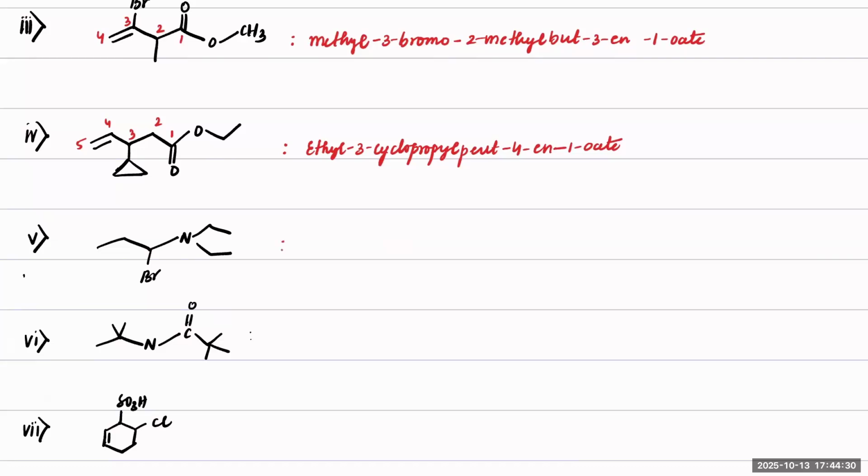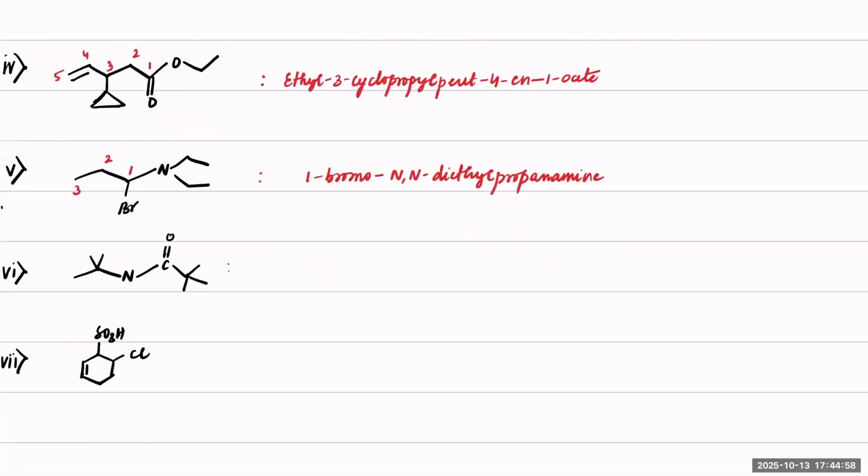Next. Amine, when you have amines, check out for the longest chain first. So 3 carbon is the longest chain. So you will write it as N,N-diethyl propane amine. But at this position, we also have a substituent. What is that? 1-bromo. So we write it as 1-bromo, N,N-dimethyl propane amine.